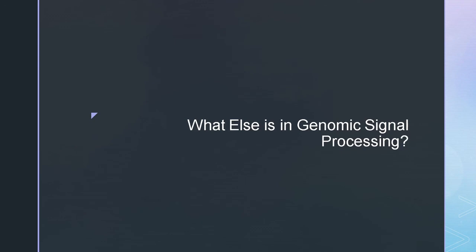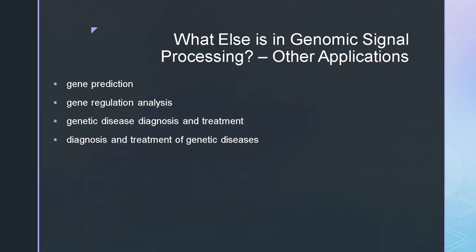So what else is in genomic signal processing? Some other applications of genomic signal processing include gene prediction, which is the process of identifying which regions in DNA sequences encode genes and the functions of other regions of DNA; gene regulation analysis, which is the analysis of regulatory DNA regions and proteins that control protein synthesis; and the diagnosis and treatment of genetic diseases such as cancer.